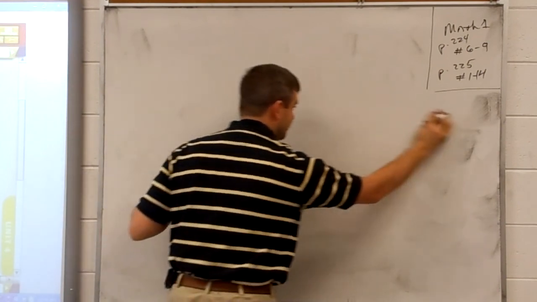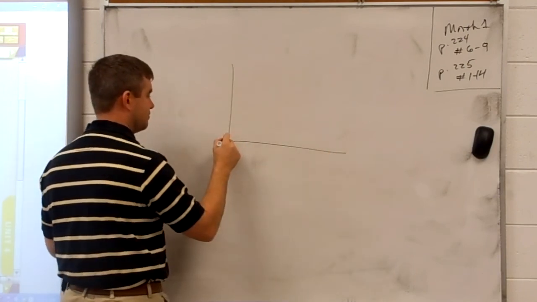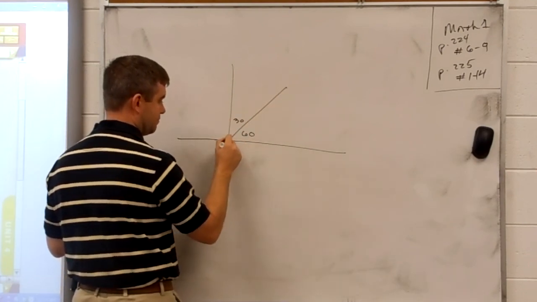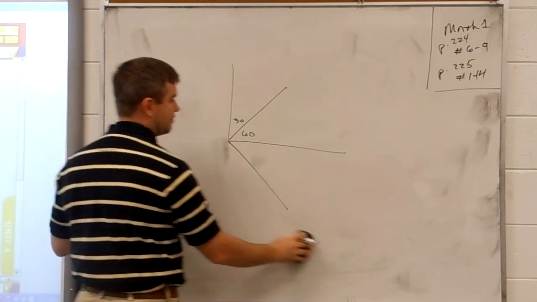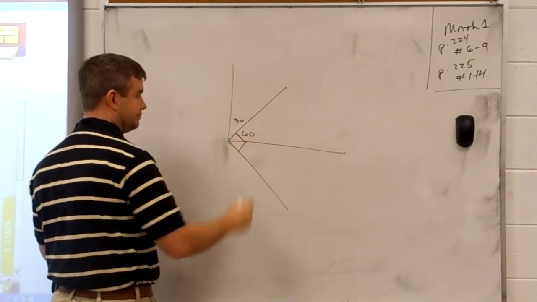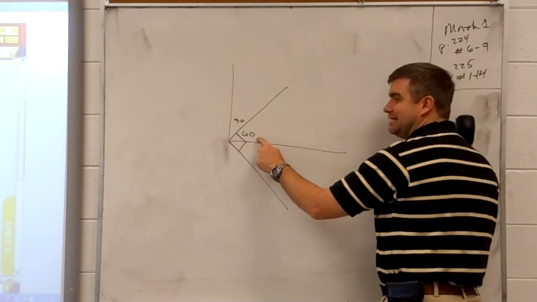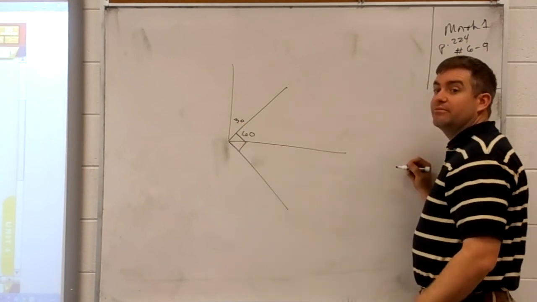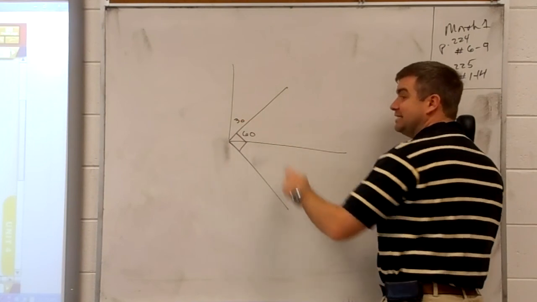All right, let's do one of the ones with the complementary. Could do something like this. 30 and 60 add up to what? 90. That means that these two angles, what's their relationship? They're complementary. They're also adjacent, you're right. But they are complementary. That's the way I want you to think. 30 and 60 are complementary.